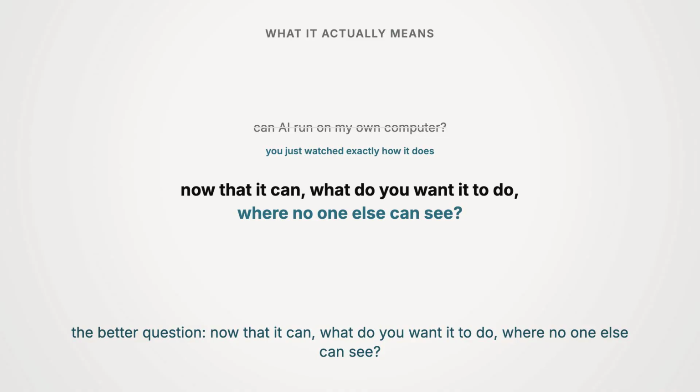So the real question was never, can AI run on my own computer? You just watched exactly how it does. The better question is this. Now that it can, what do you want it to do in a place where no one else can see it?